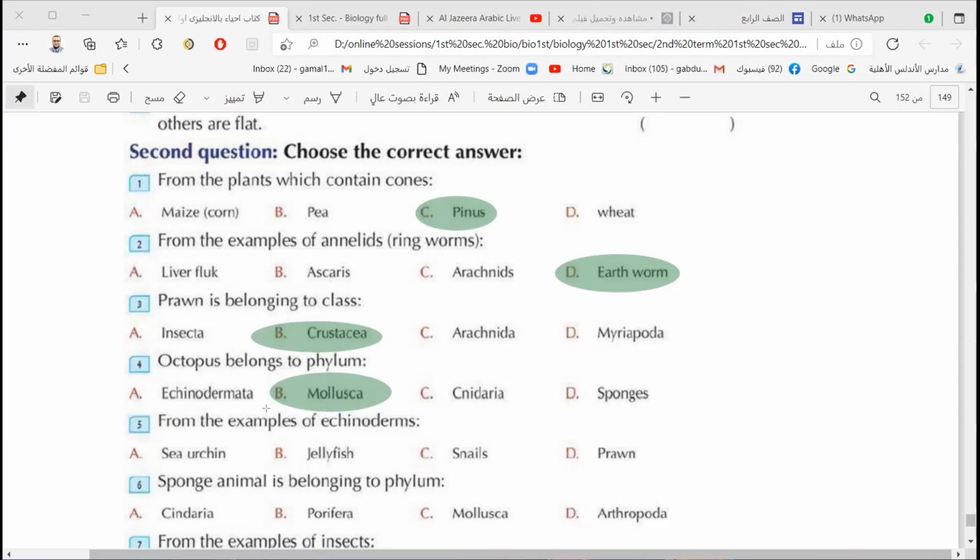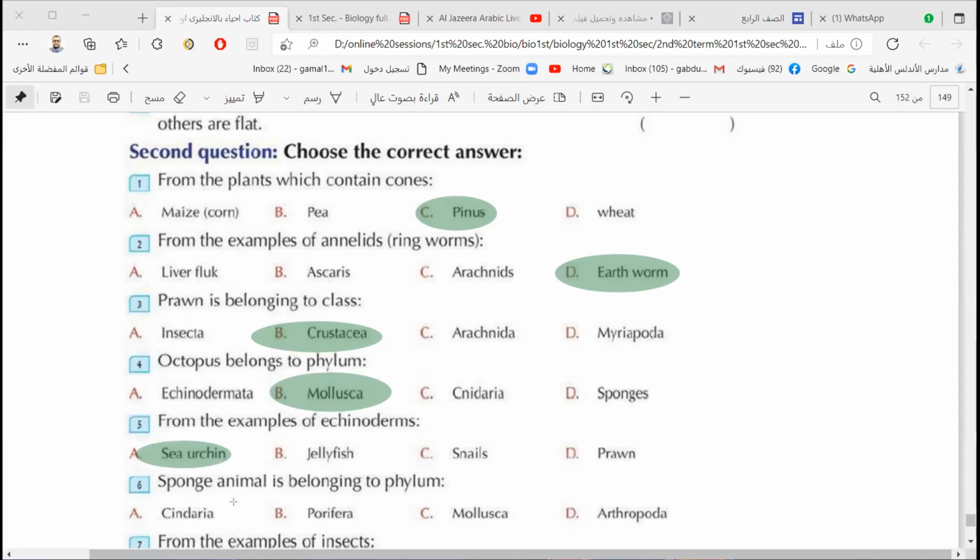From Ruqayya. From examples of echinoderms. Sea urchin, jellyfish, snails, or prawn. Sea urchin. Of course, sea urchin. Excellent. Okay.